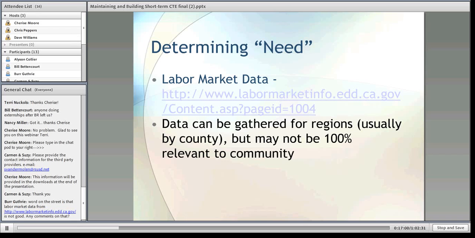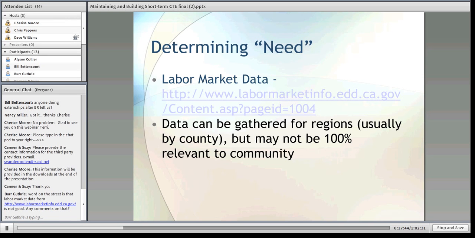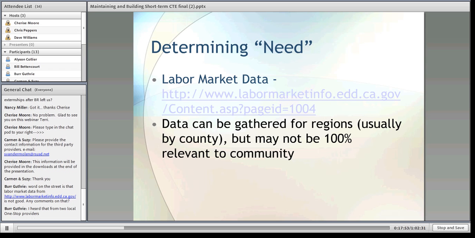Some of the areas where we can look for information on determining need. One, general labor market information. The link for that for the state of California is on the slide. What I've found is that it's valuable for some aspects, especially in specific career fields, because they have information related to fields or occupations. But usually it's by region, generally by county. It can project job openings for the future in a specific field. What is the plausibility of future employability and the need for that? But it may not be 100% relevant to the demographics of your county or region where you're trying to determine what the need is.